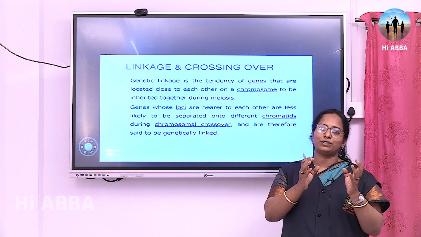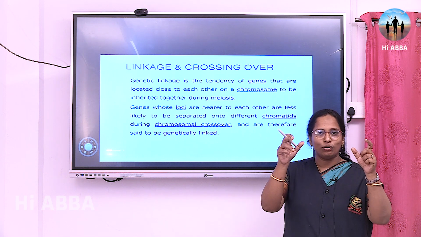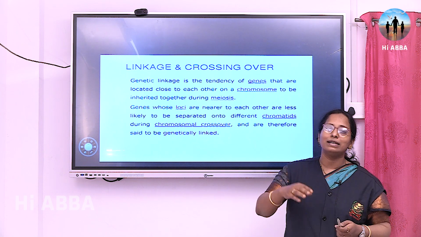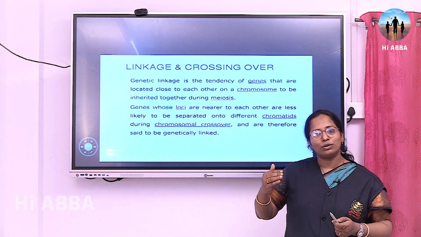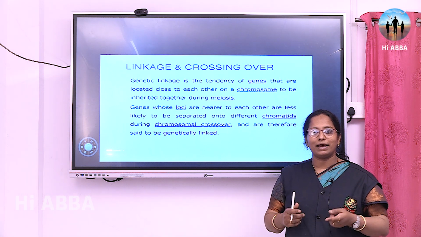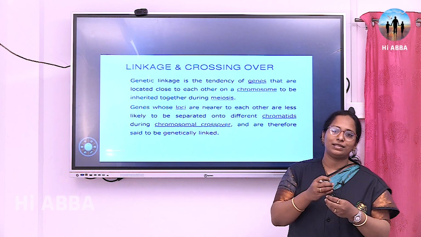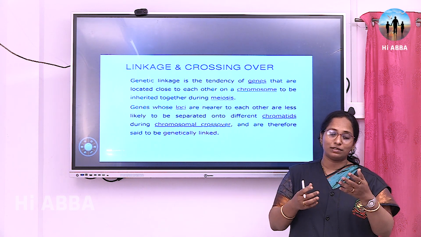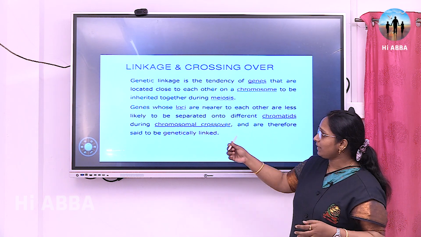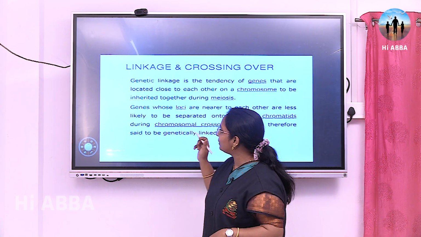Homologous chromosomes, when we talk about the time of meiotic divisions, are situated near each other. We already know that one chromosome comes from the paternal side and one from the maternal side, and when they line up together, they exchange arms. This process where crossing over takes place, they are genetically linked. So now moving on to the next one.